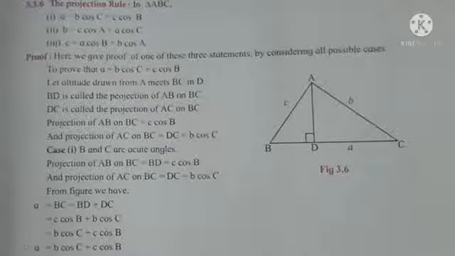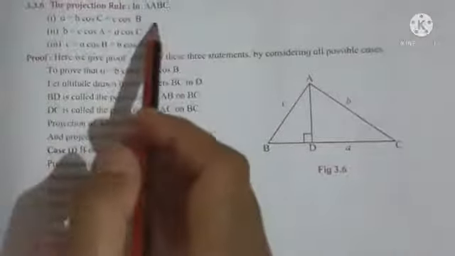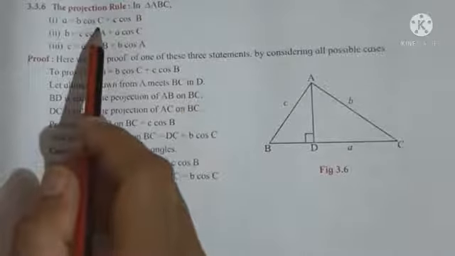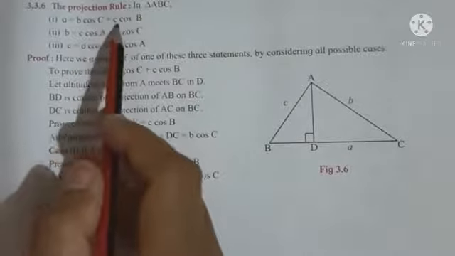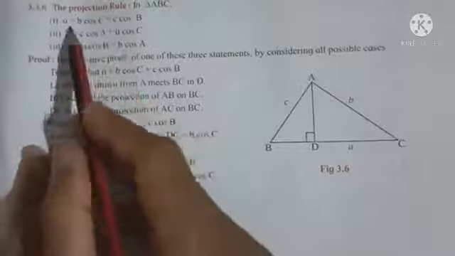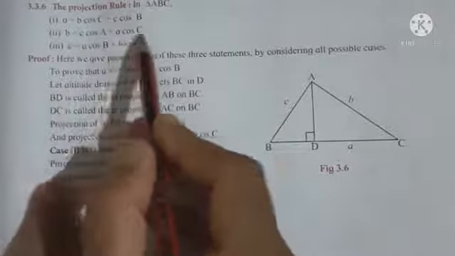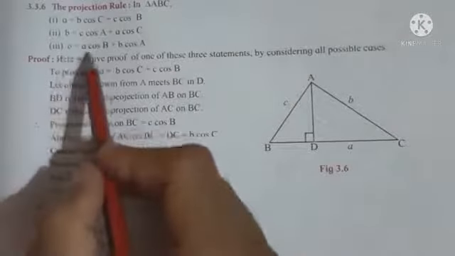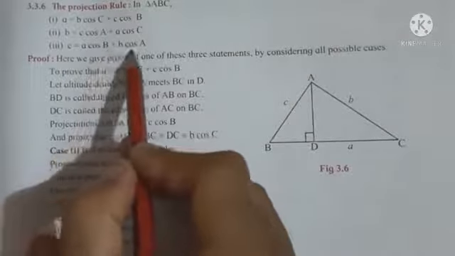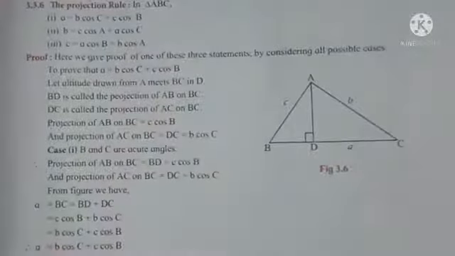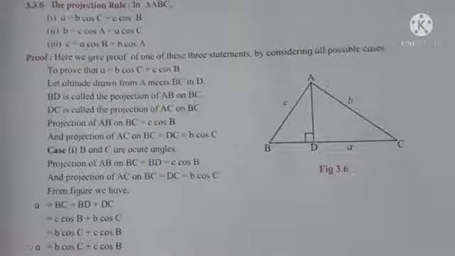Next point we will see the projection rule. What is the statement of the projection rule? In triangle ABC, first a is equal to b cos C plus c cos B. Similarly, we can write b is equal to c cos A plus a cos C, and c is equal to a cos B plus b cos A. You remember this cycle a, b and c.